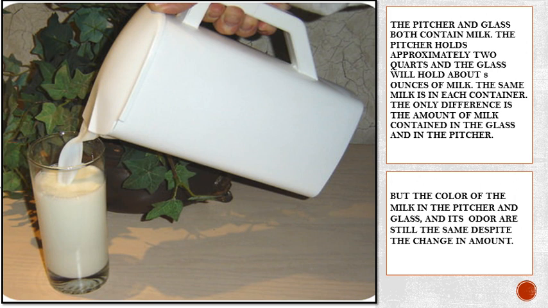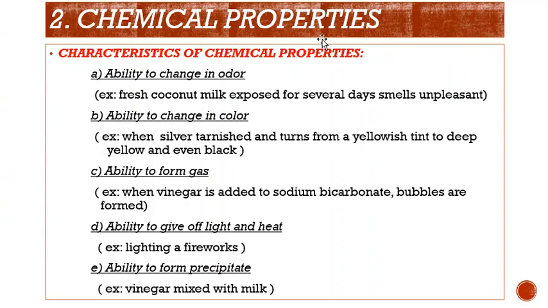Now, we are done with the physical properties of matter. Let's proceed with the other properties of matter. So we have chemical properties. Now, when we talk about chemical properties, it will exhibit or show changes in composition, or the characteristics of the substance or the object will change.